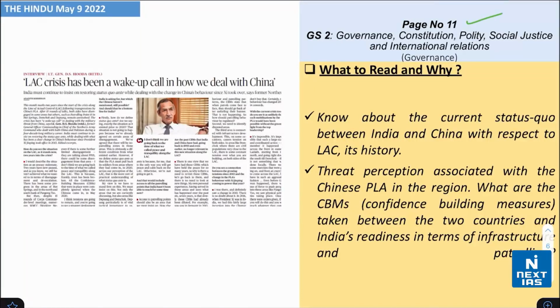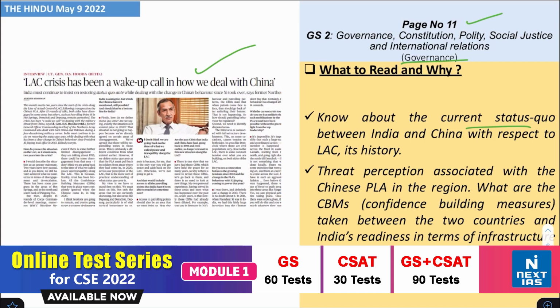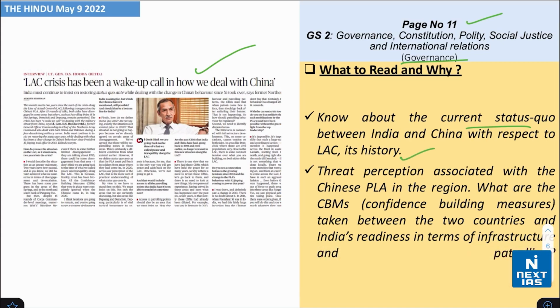Take a look at page number 11 from the topic of governance. The headline says LAC crisis has been a wake up call in how we deal with China. You need to know about the current status quo between India and China with respect to LAC, also the history related to it, the threat perception associated with the Chinese PLA in the region, what the CBMs, that is, confidence building measures taken between the two countries are, and India's readiness in terms of infrastructure and patrolling.